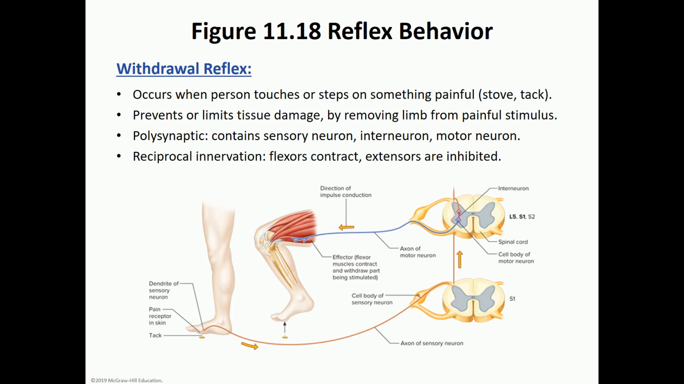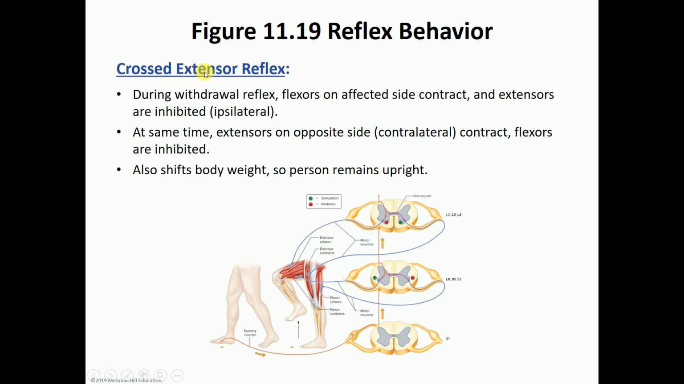But a couple of things to keep in mind: this is a polysynaptic reflex because it does involve interneurons, so it's more than one synapse. And it involves another reflex that happens on the opposite side of the body. So as this person, this looks like the right foot to me, is withdrawing the right foot, they would have to extend the left foot so they don't fall. So there is what is known as this crossed extensor reflex.